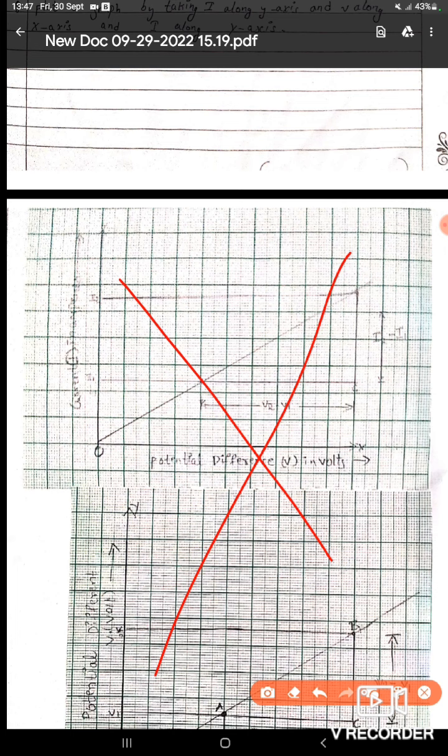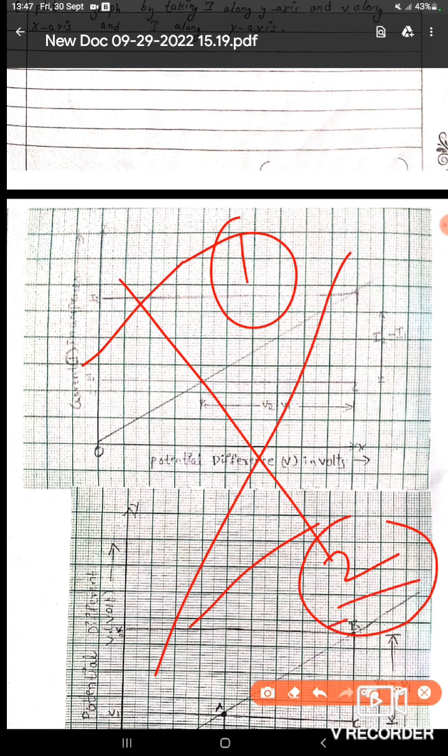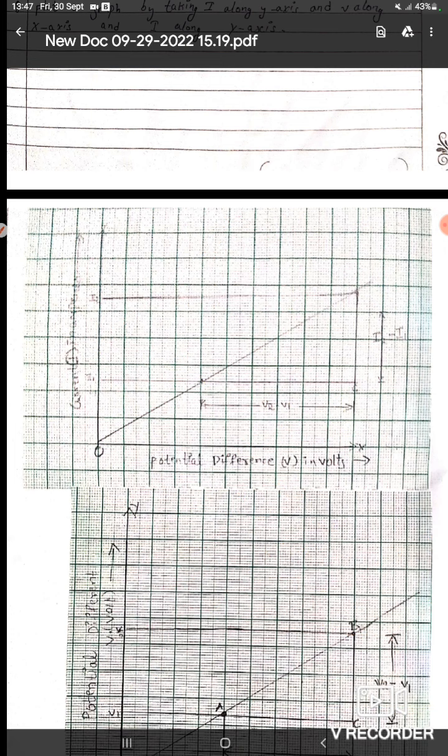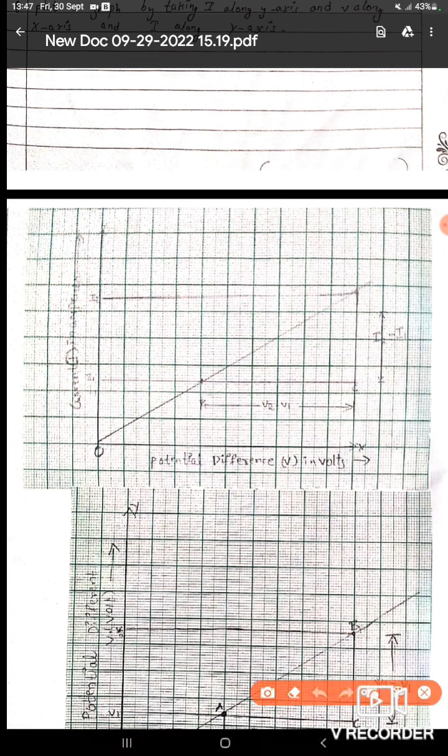You have just pasted the graph here. Now if you have two graphs to draw, maintain page one for one graph, and you can take another graph paper for the second graph. It's a good thing, but this is not fine.